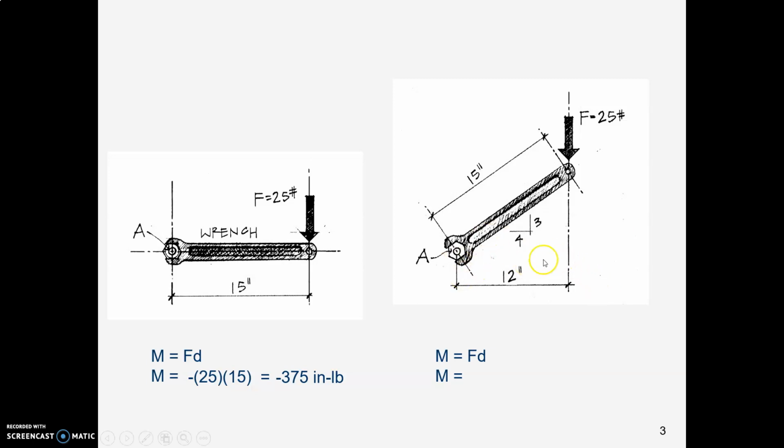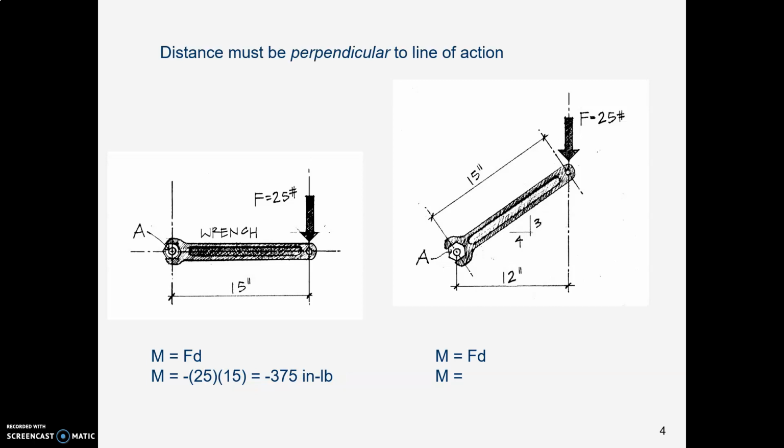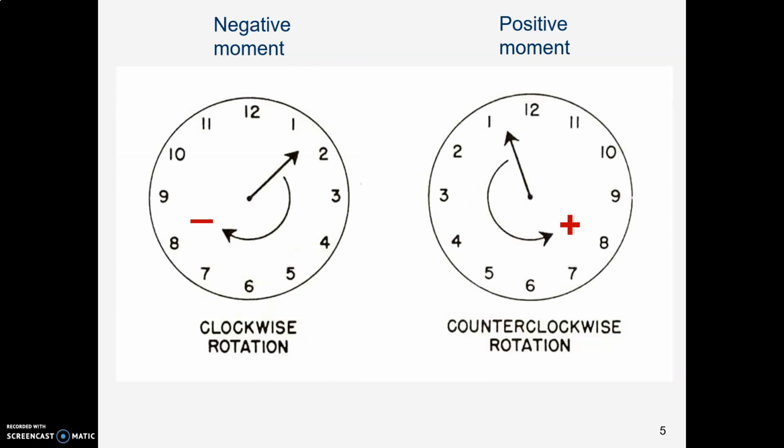Let's see why. There's the distance from the pivot point perpendicular to the line of action. If moment is force times distance, we still have the 25-pound force, but now the distance is only 12 inches because the thing is up at an angle. And so we have only a negative 300 inch-pound moment when the thing is at an angle.